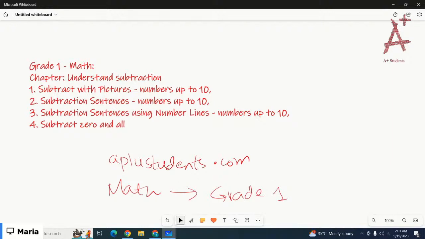We're going to start with the chapter Understand Subtraction, and the lessons we're going to cover from the chapter are subtract with pictures, numbers up to 10; subtraction sentences, numbers up to 10; subtraction sentences using number lines, numbers up to 10; and subtract 0 and all. So please make sure you have your notebook and pencil, so that you can note down the important examples and definitions as well, right?